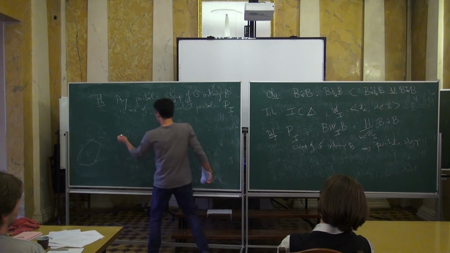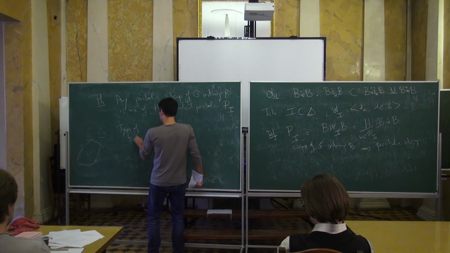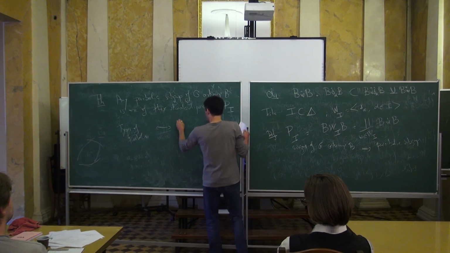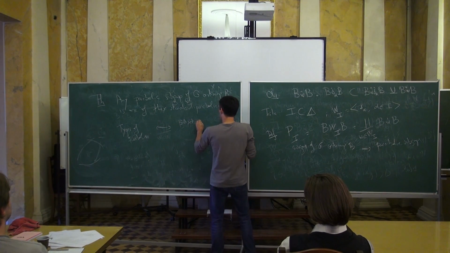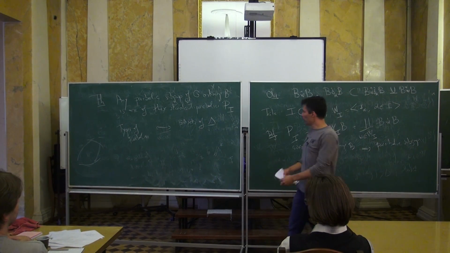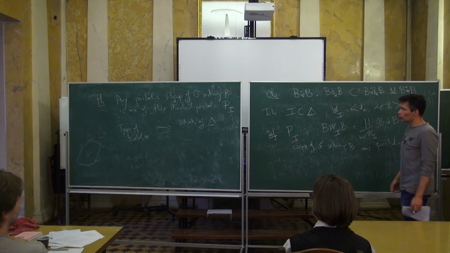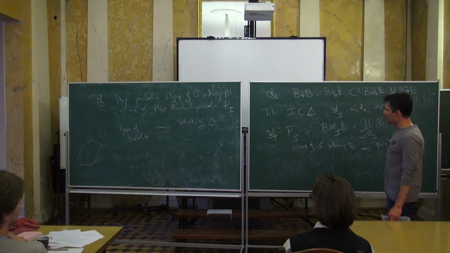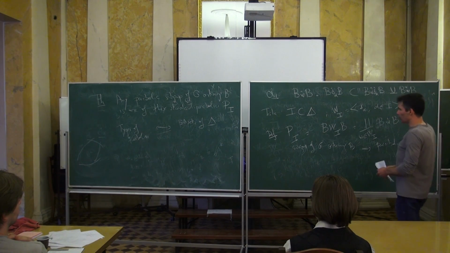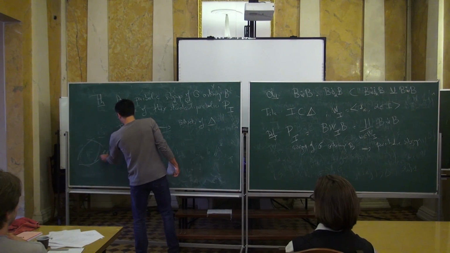Okay. So in other words, the types of parabolics are in correspondence with the subsets of delta. So the number is always 2 to the R, if R is the rank. And so you can do the exercise, of course, to see what happens for GLN.